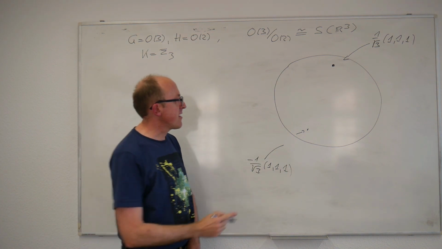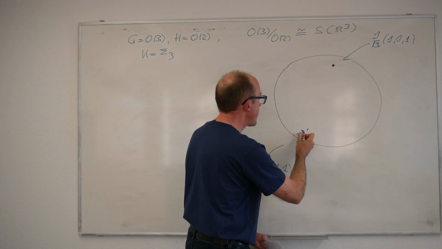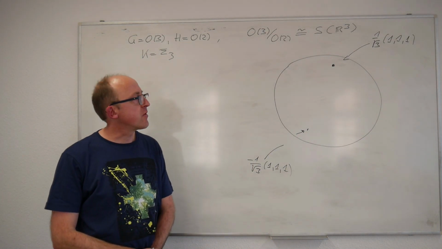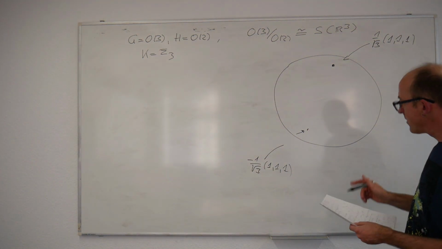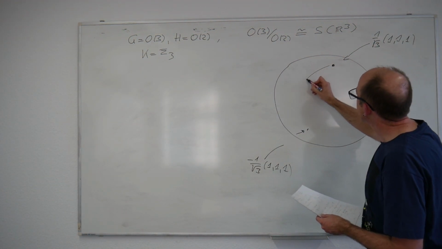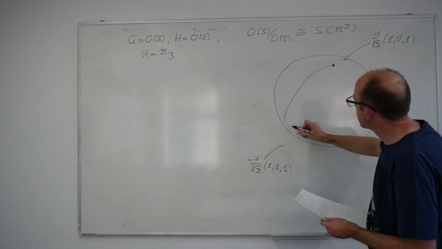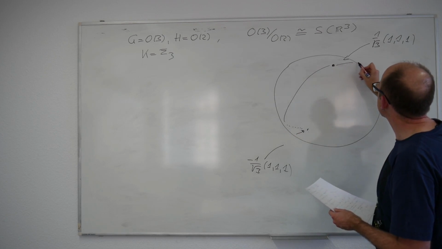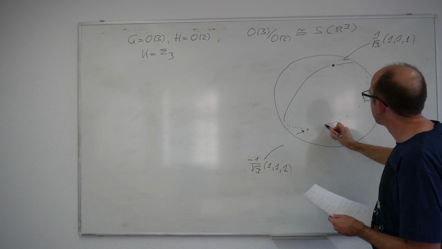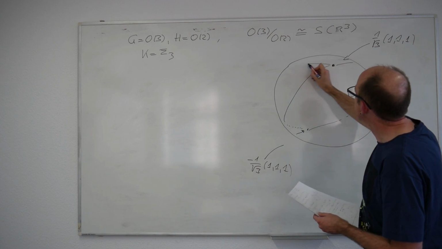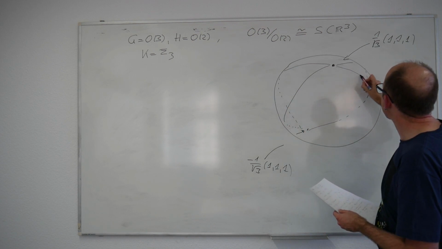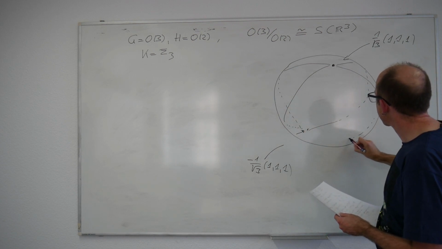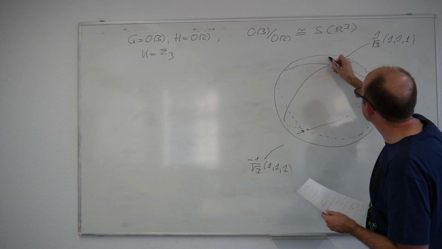And then we have the special points whose isotropy group is a group with two elements. And these will be the points where two of the coordinates are the same. And they come in 3 great circles or 6 semicircles. So this is one of them. Then there's another one here. And another one here.